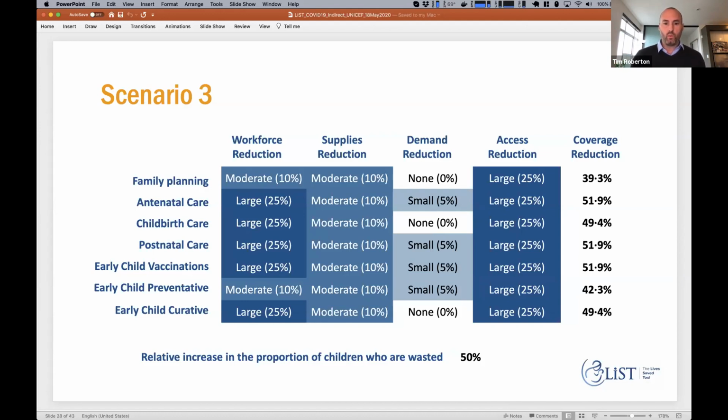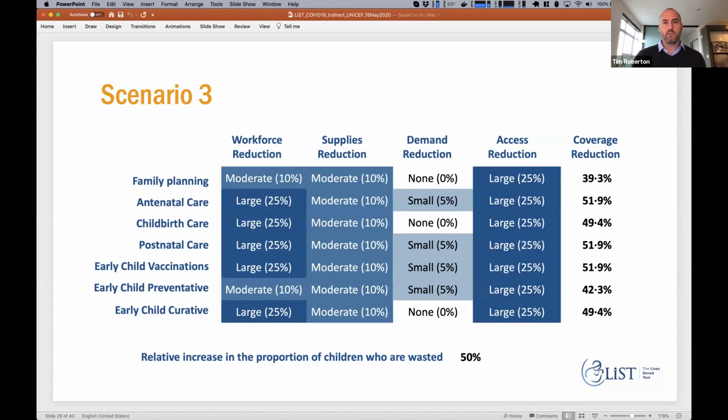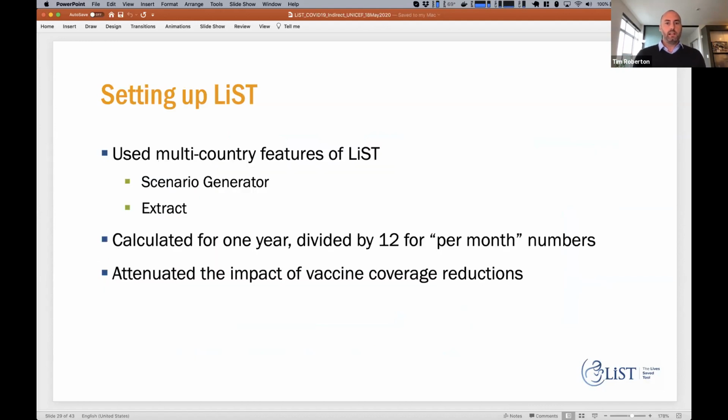And as I said, for wasting, in scenario 1 we imagine a 10% increase in wasting prevalence, scenario 2 a 20% increase, and scenario 3 a 50% relative increase in wasting. For those of you familiar with LiST, to get all this to happen, we ran 118 countries individually and then aggregated the numbers. Within LiST, there are tools that enable you to automate projecting multiple countries. We used tools called Scenario Generator and Extract, which you could learn about and use yourselves as well.